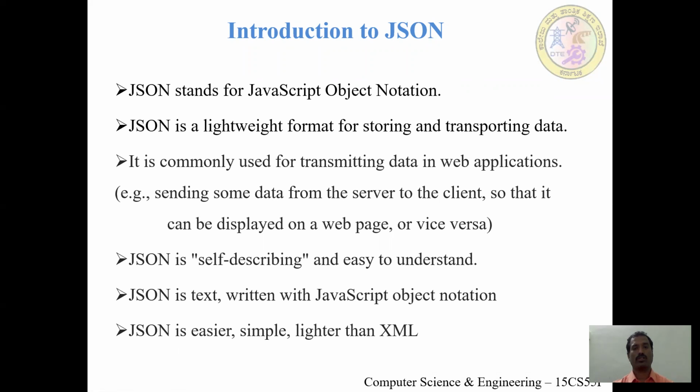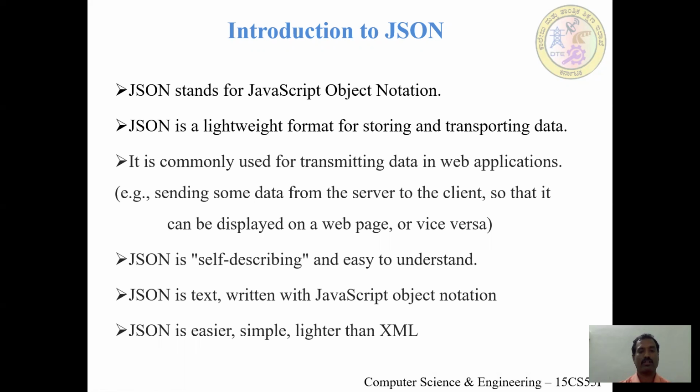Let's understand about JSON. JSON helps us to store the data in the server and retrieve the data from the server in an easier way. JSON stands for JavaScript Object Notation. JSON is a lightweight format for storing and transmitting data. It is commonly used to transmit data in web applications, that is, to store the data in the server and to retrieve the data from the server.